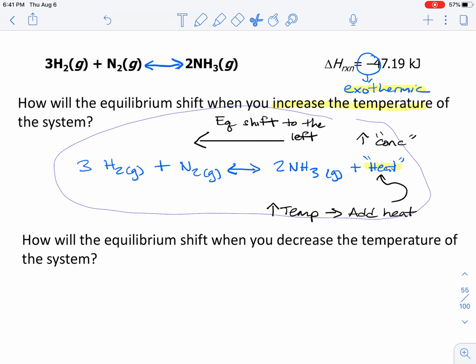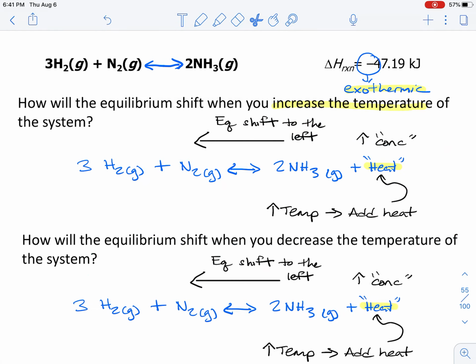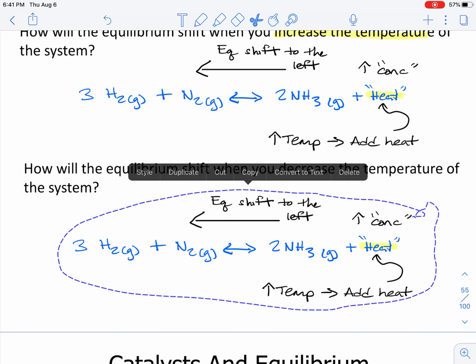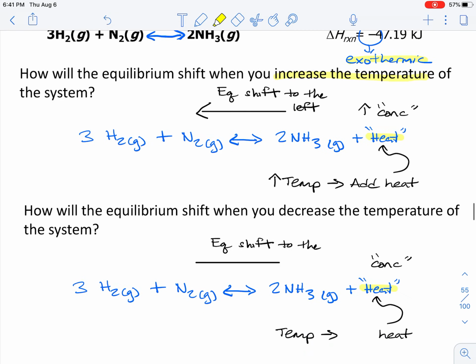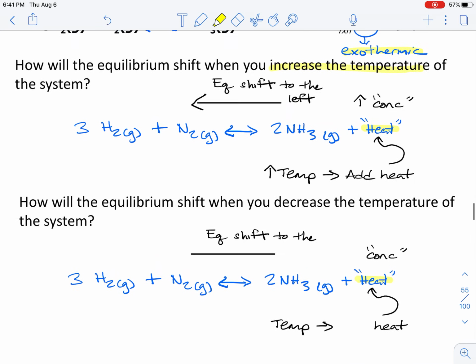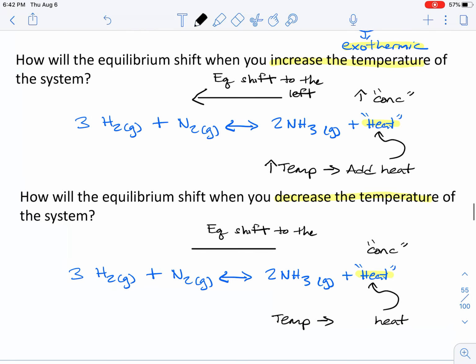Okay, and so once again, I'm going to go ahead and just duplicate what I wrote here. And I'm just going to go ahead and erase some stuff. All right, cool. So this is still the same example, and it's still exothermic, and so therefore heat is written on the product side. This time, instead of increasing the temperature, we're decreasing the temperature.